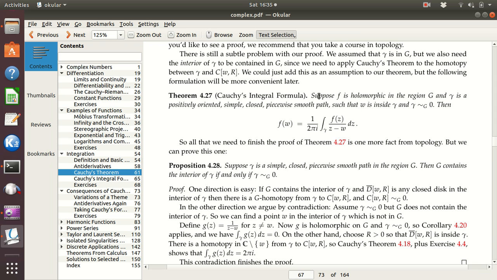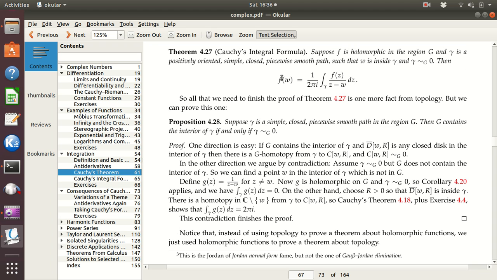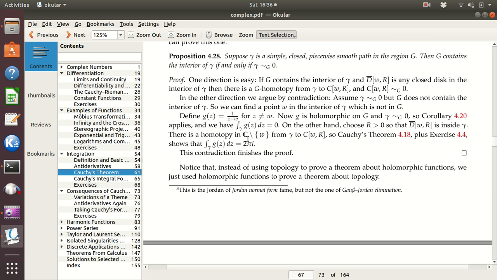So we've got f is holomorphic in a region. Gamma is a positively oriented, simple, closed, piecewise smooth path, such that w is inside gamma, and gamma is contractible to 0. So it can shrink to some point, any point, as we pointed out. Then we have this nice theorem, which is pretty much the theorem you saw before, except now this is just some gamma. It no longer has to be a circle. And that's all Theorem 4.27 does. It just says we have to think of it as being positively oriented and all that kind of stuff.